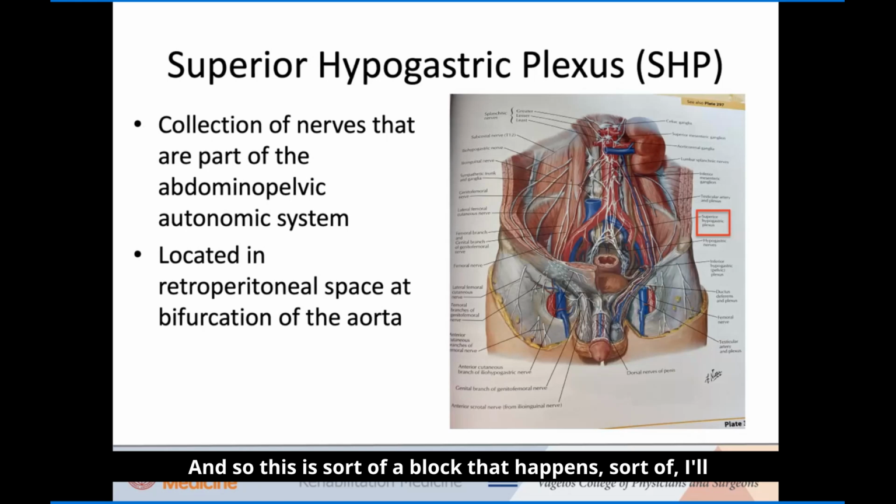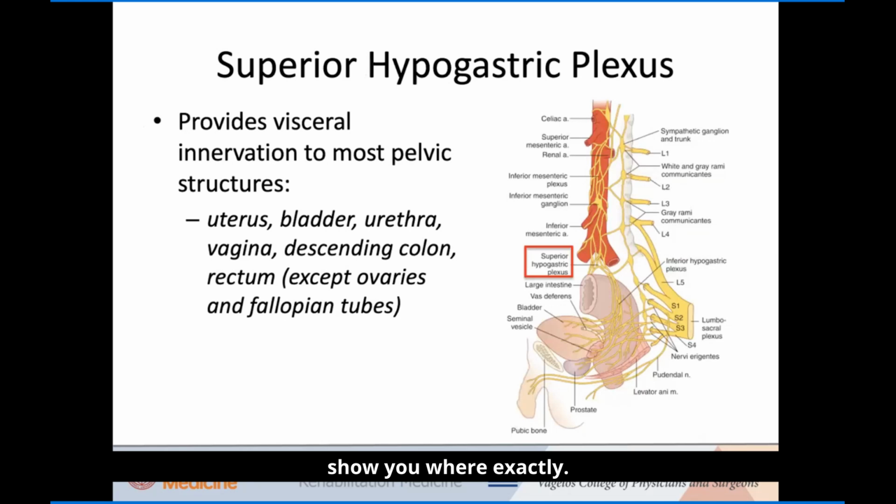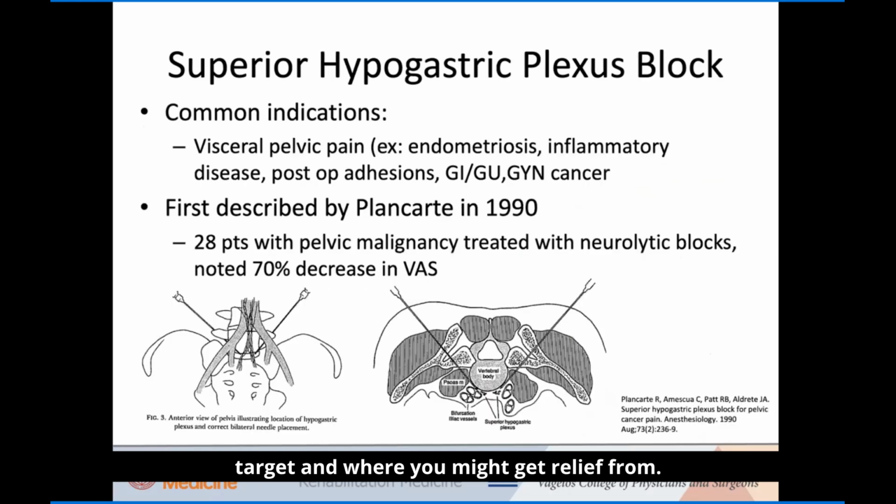And so this is a block that happens, I'll show you where exactly. Here, it's right by the abdominal aorta and where it splits. And that will help sometimes with pain higher up, so more uterus, bladder, descending colon, potentially even rectal involvement, but a little bit higher up in terms of its target and where you might get relief from. And so this would be more for endometriosis, inflammatory bowel disease, post-op adhesions, potentially gynecologic cancer.